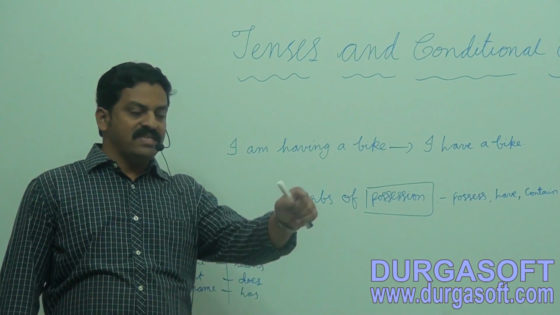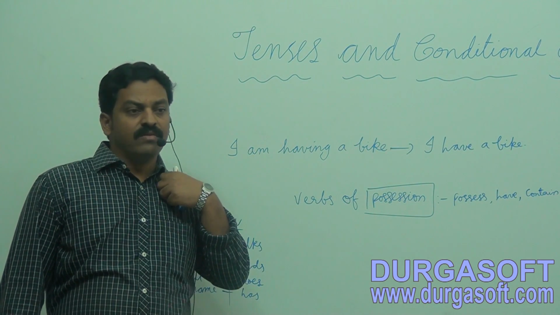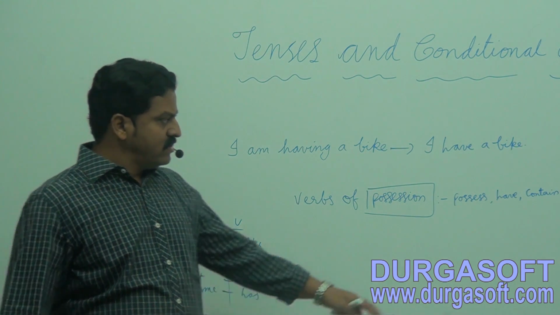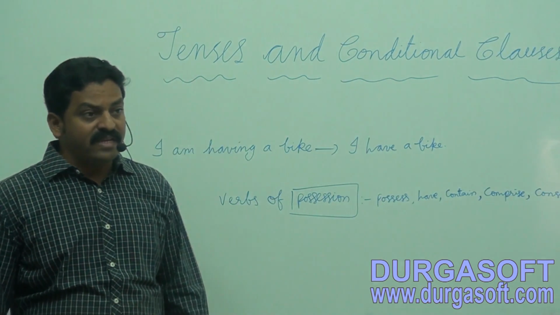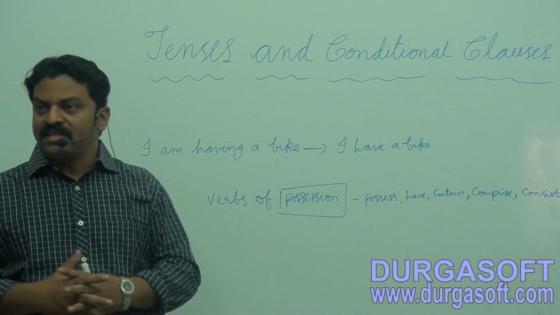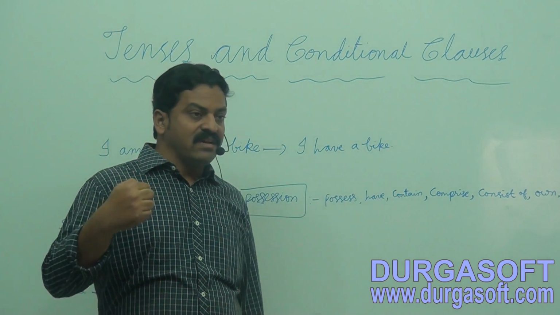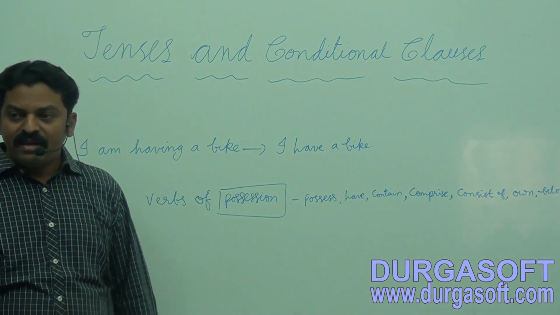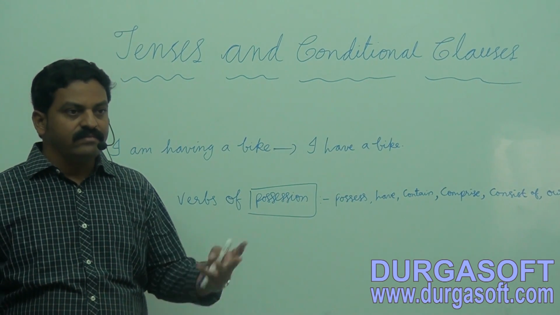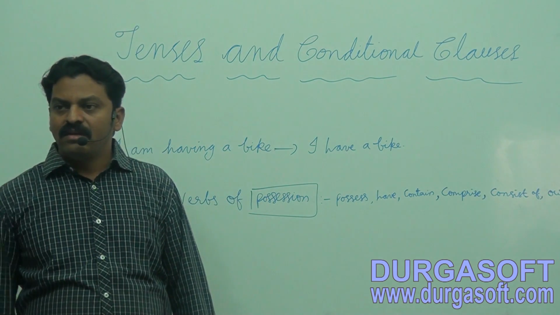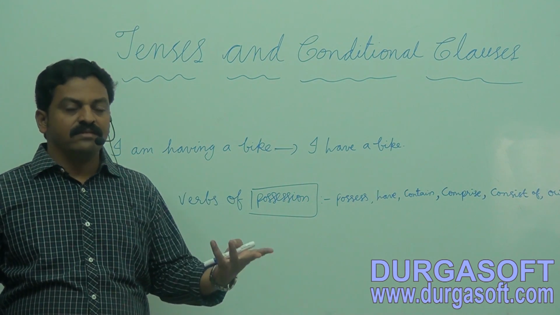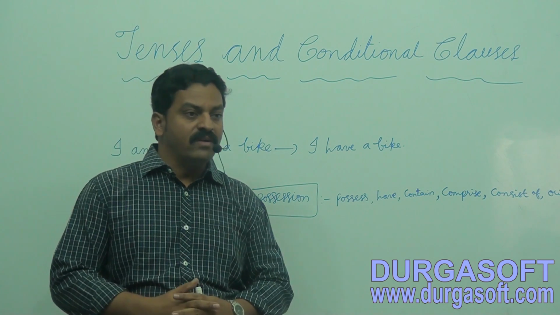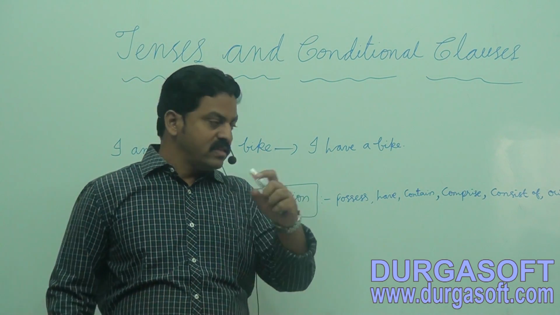When I say the box is containing dozen pencils, how do you modify that? The box contains dozen pencils. Very good. The notebook is comprising 200 pages. Notebook comprises. My family is consisting of 5 members. Very good. He is belonging to North India. They are owning 100 acres of land. They own 100 acres of land. These groups of verbs don't take an ing form. That is one group.